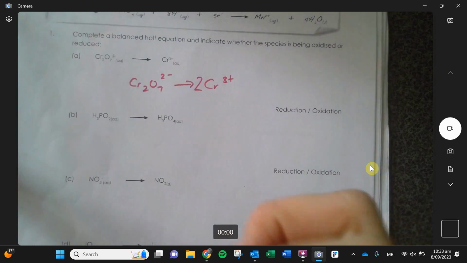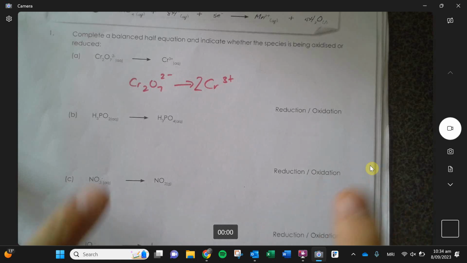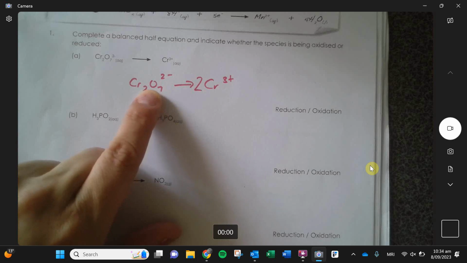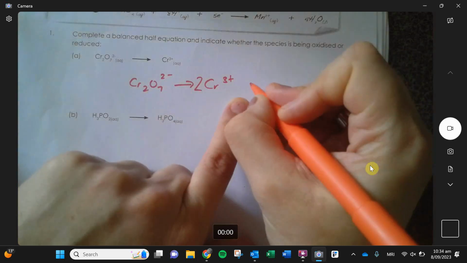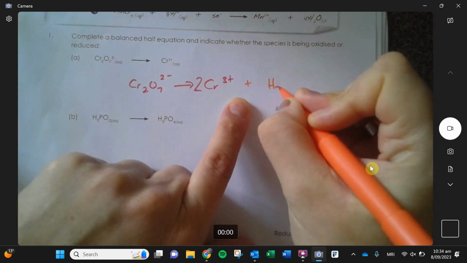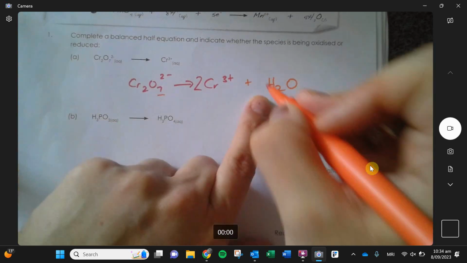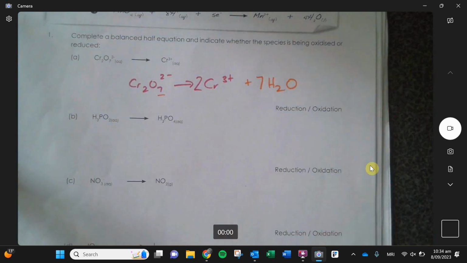Step number 2 then, I'm just going to change colors so you guys can think of the steps, and I'm going to put it in rainbow order. Step number 2 is to then balance for the oxygen. I see that this is a 7 for the oxygen, and I do that by adding water, H2O. Since this is a 7, this means that the coefficient in front of this water needs to be a 7 as well.